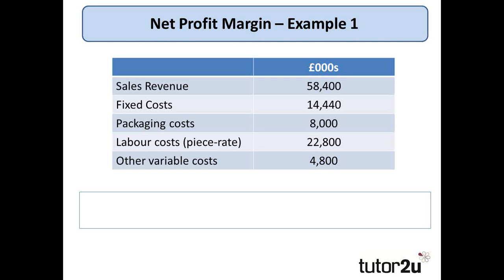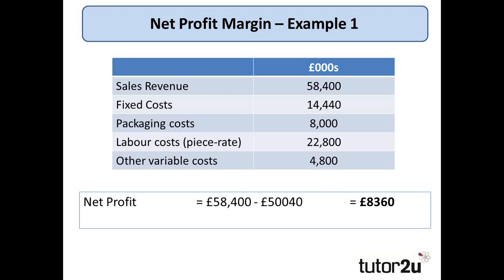So the first thing we do is we work out our net profit, and that is our sales revenue minus our costs. I've just added up the costs there, took that off the sales revenue, and that gives us a net profit of £8,360. Always show your working out, because if you get some part of the calculation wrong, you may be awarded some marks if the examiner can see some evidence of understanding.